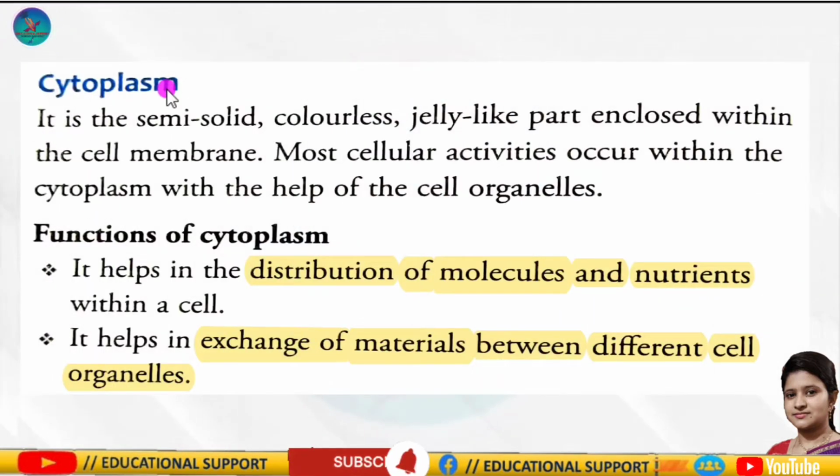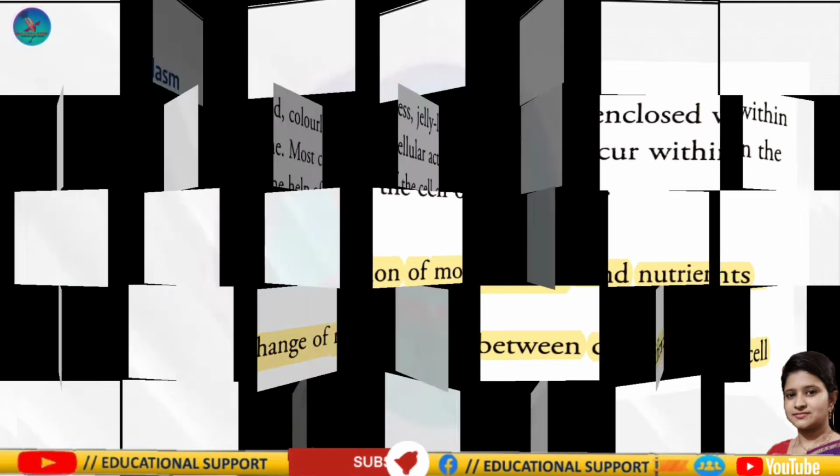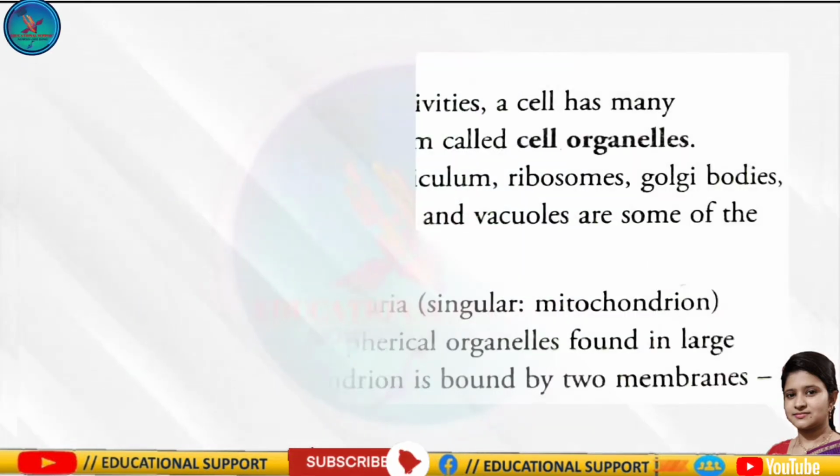Next is cytoplasm. Cytoplasm is a semi-solid, colorless, jelly-like part enclosed within the cell membrane, and most cellular activities occur within the cytoplasm with the help of the cell organelles. What are the basic functions of the cytoplasm? Cytoplasm helps in the distribution of molecules and nutrients within a cell, and it helps in the exchange of materials between different cell organelles. So these are the basic functions.